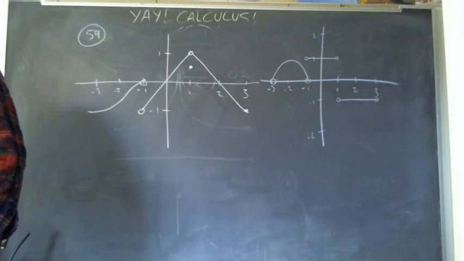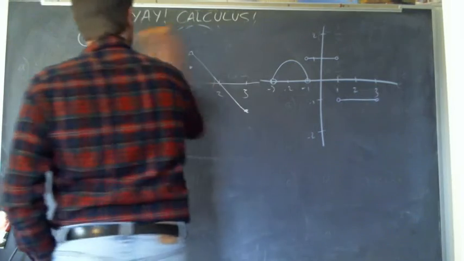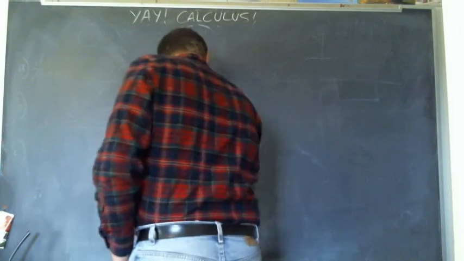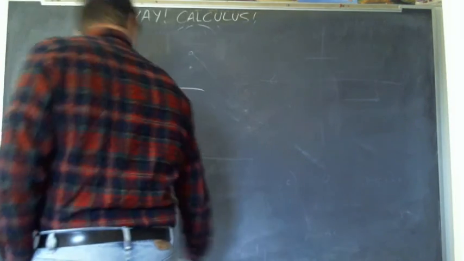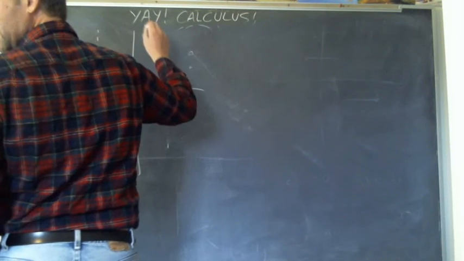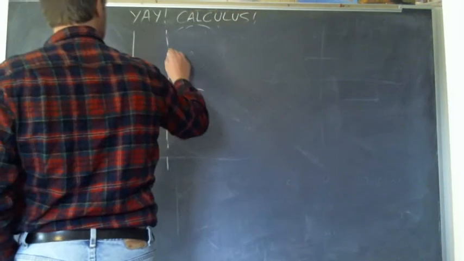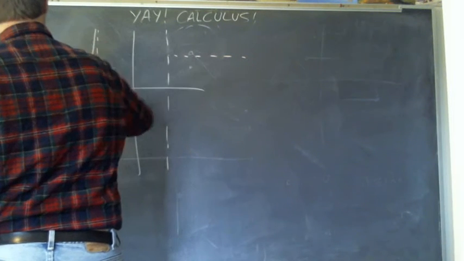We can't do number 60. Oh, we're going to knock 60 out. Use the same color scheme. We have our initial graph. Got a couple asymptotes here. Asymptote to the left. Asymptote on the right. And a horizontal asymptote here. And our curve looks like that.